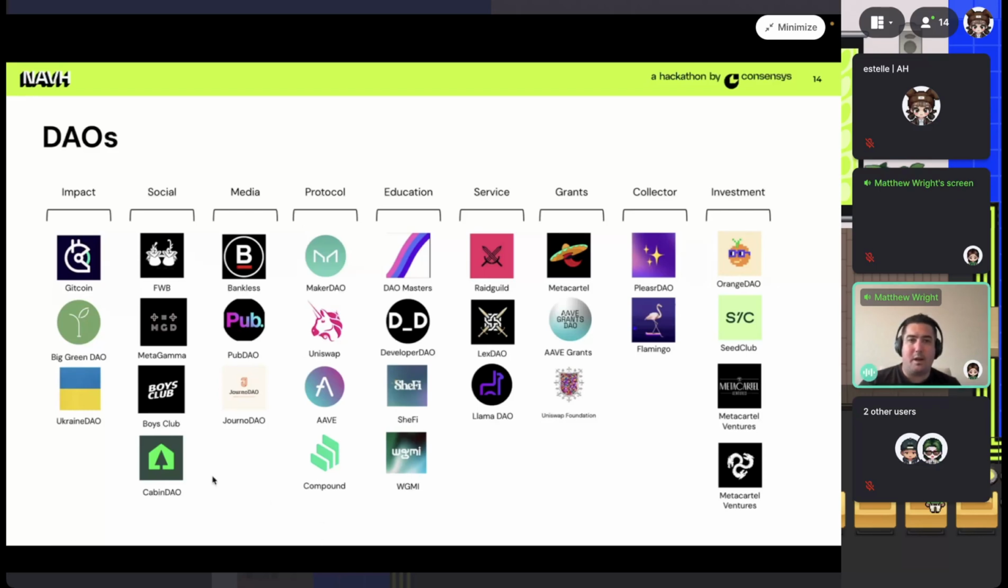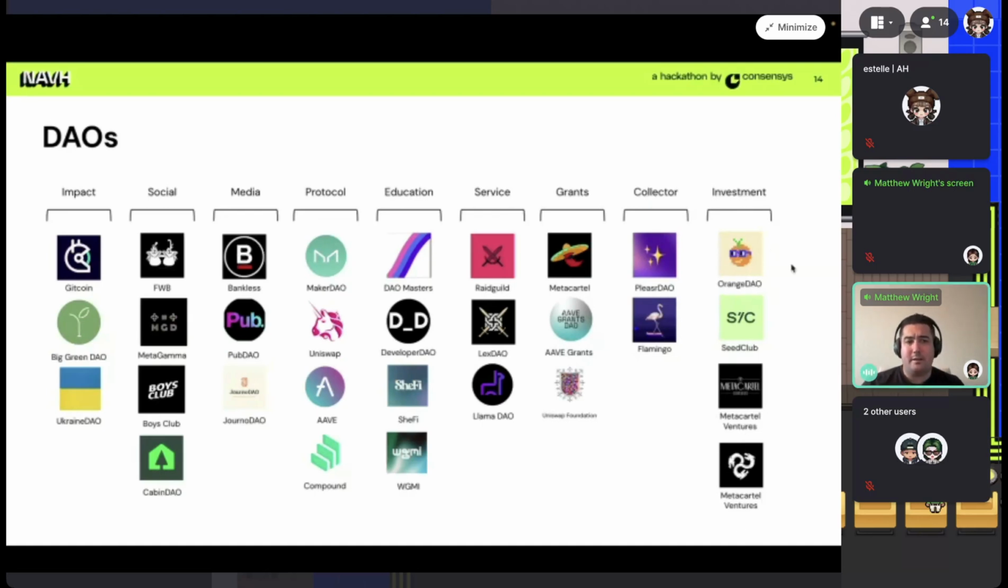We also have service DAOs, which are very interesting. Raid Guild was the first dev shop as a DAO. So you essentially can pick up developer work, being involved in Raid Guild. They'll take on work in the form of cohorts or sprints. You have collector DAOs, which pool together capital to purchase NFTs. Same with investment DAOs. Investment DAOs and collector DAOs are essentially the same.